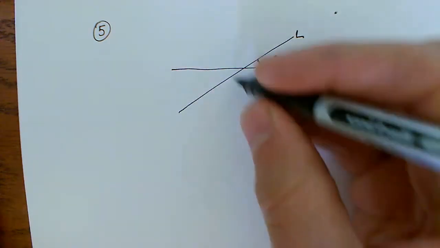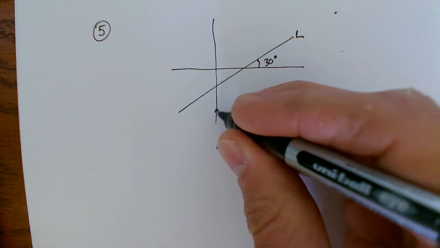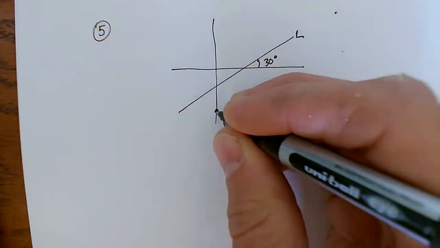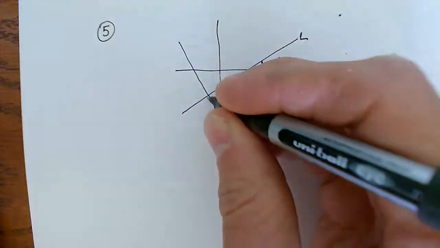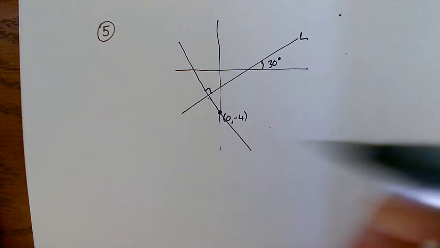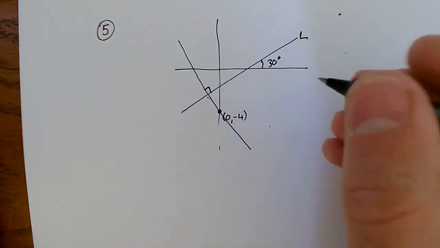So let's just draw a quick sketch. It's passing through the point (0, -4), but it's perpendicular to L. So something like that, okay? It doesn't need to be perfect, but I'm just getting a feel for what's happening in my question.